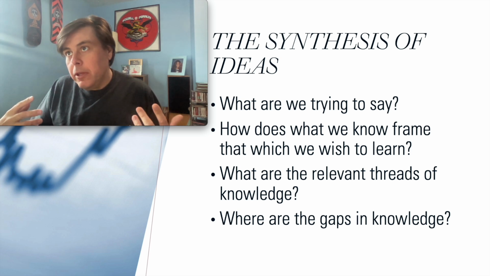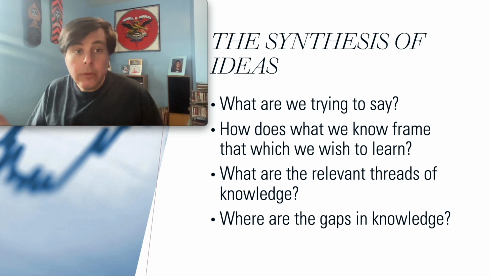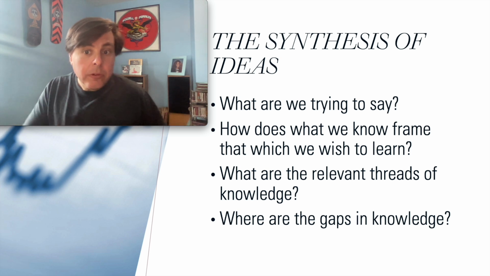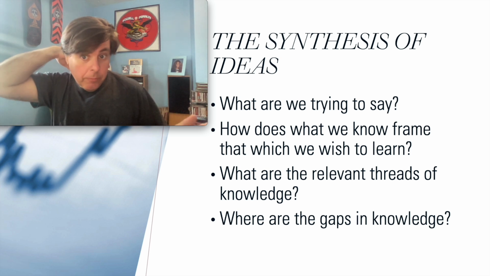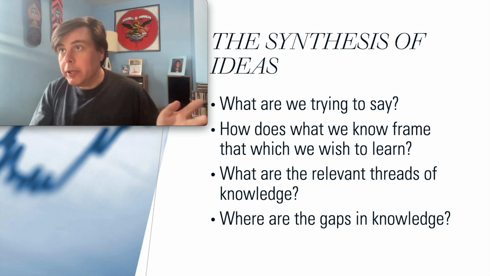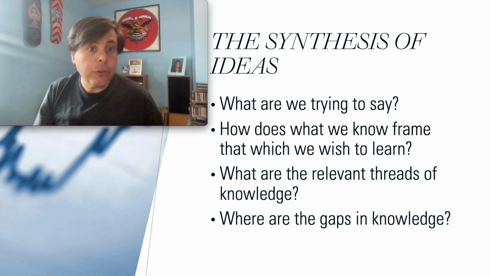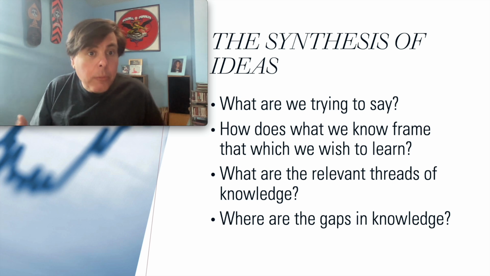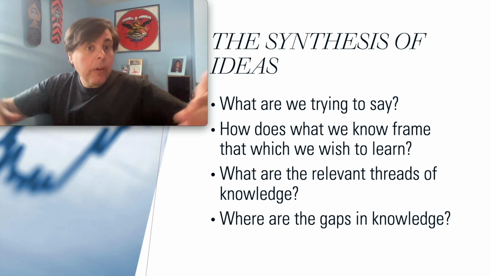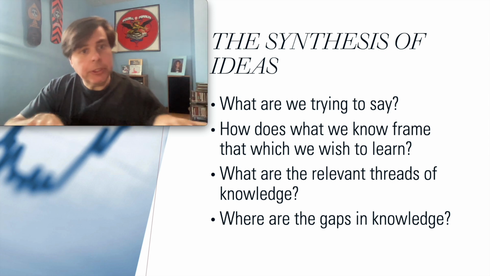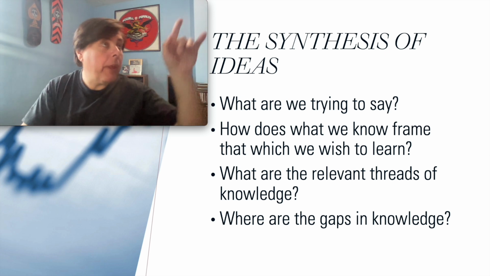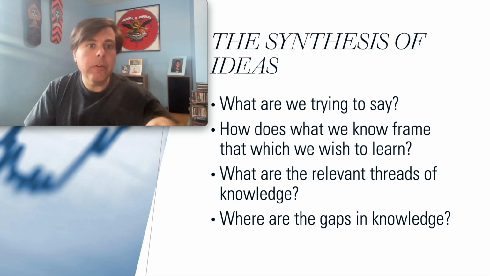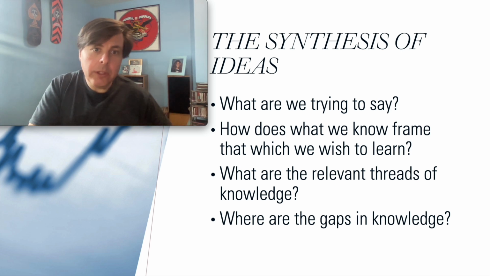How do the things that we know already, or the world knows, the literature knows already, frame that which we wish to learn? So what is the existing structure around what we wish to learn? What are the relevant threads of knowledge? This is where, as I'm reading, I'm going, oh my gosh, everybody's talking about this, and oh, that paper talked about that, and this one, and this one, and this one. And so I'm putting that in those keywords.